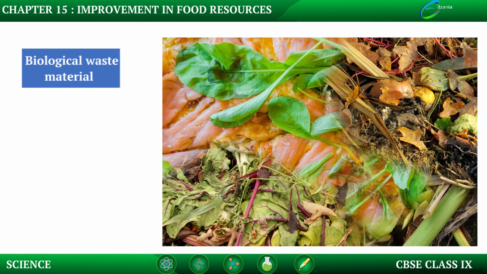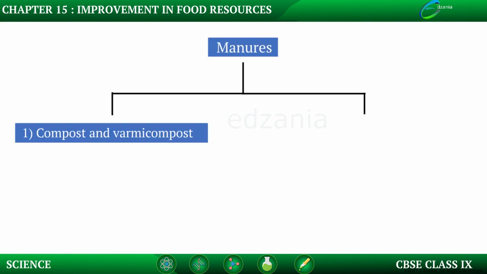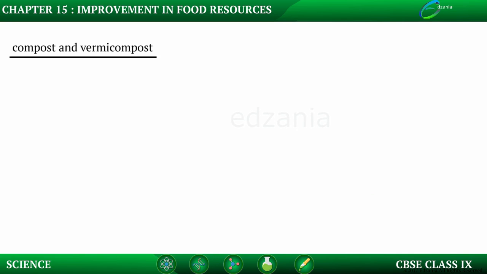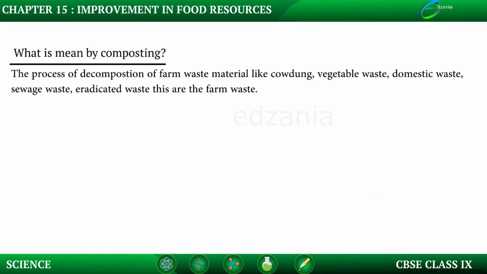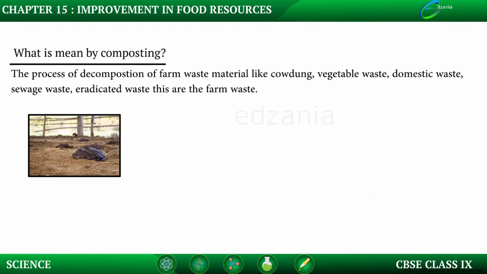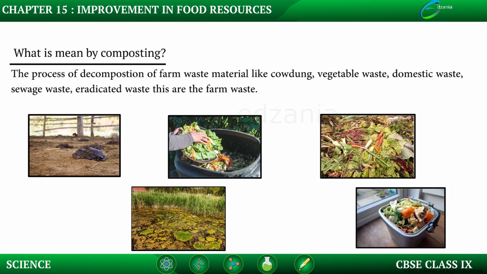On the basis of this, manures are classified into two categories, that is compost and vermicompost, and green manure. Compost and vermicompost. What is meant by composting? The process of decomposition of farm waste material like cow dung, vegetable waste, domestic waste, sewage waste, eradicated weeds. These are the farm waste. So the process of decomposition of farm waste is called composting. Compost is rich in organic matter and nutrients.